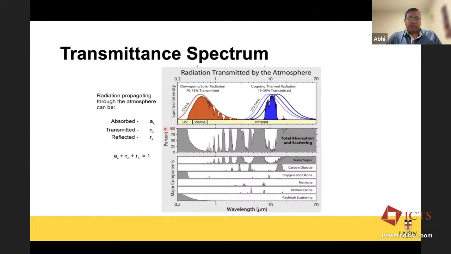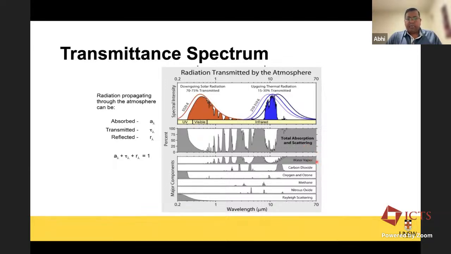But if I come to the major components for the absorption and scattering, when you combine everything, you can see the transmittance is not uniform. Obviously, if it were a black body, then you'd have it follow that curve. But because of this total absorption and scattering, which is coming from all the major components.